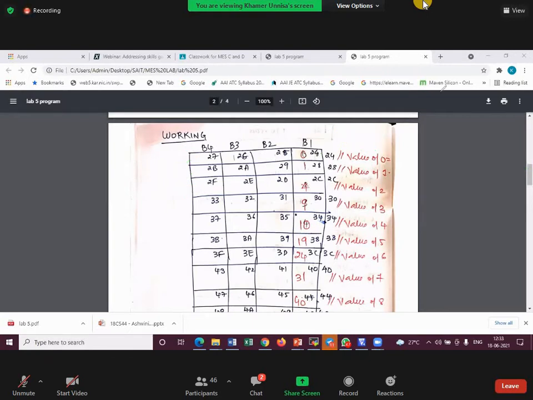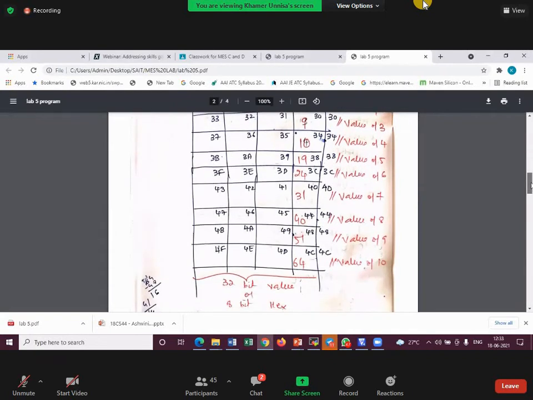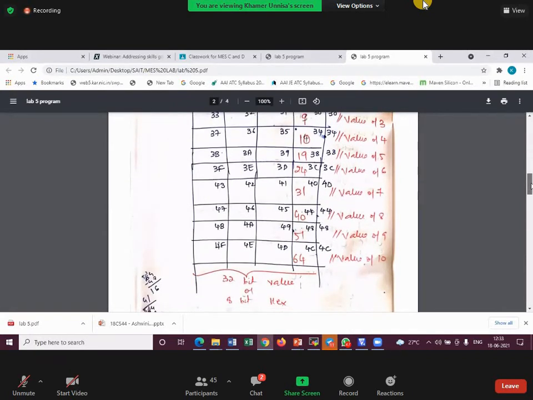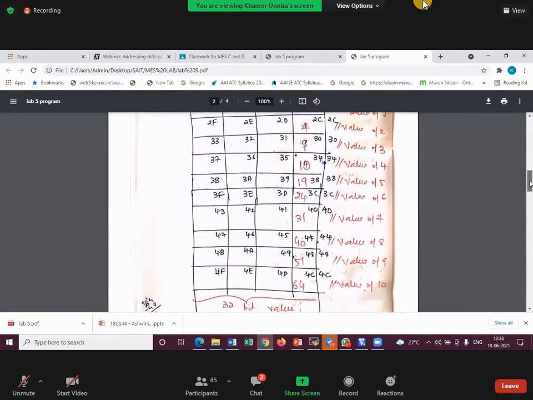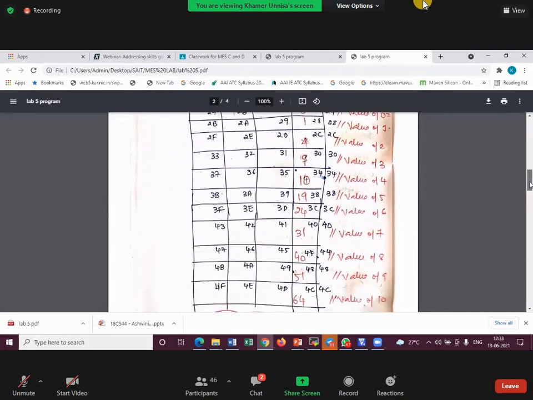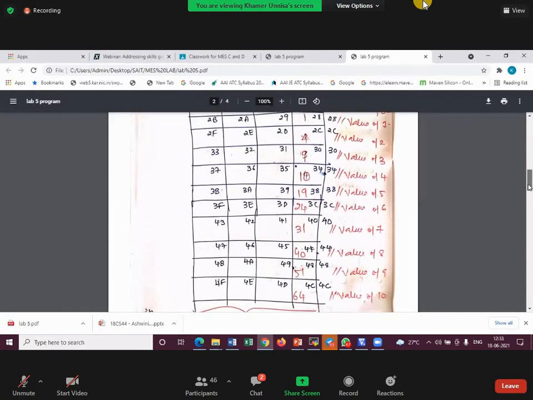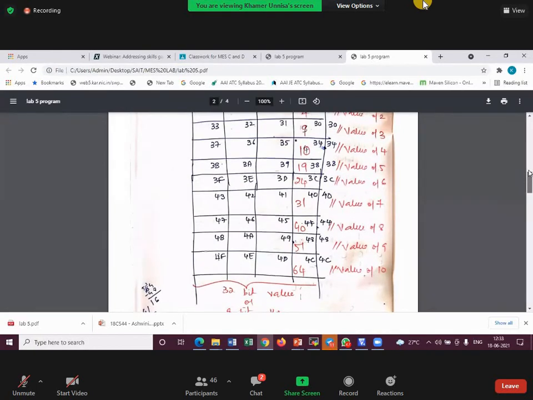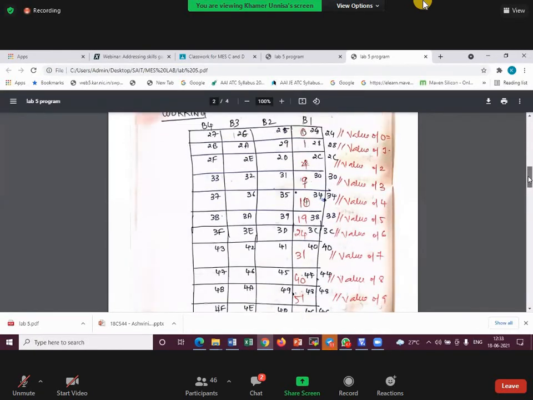So similarly, if you go down, I will have the complete 32-bit value or 8-bit hexa value of all the numbers, 0 to 10. See here, the values for 0 to 10 numbers are stored in hexa format. So don't get confused, all are stored in hexa format. Now we will see one by one.